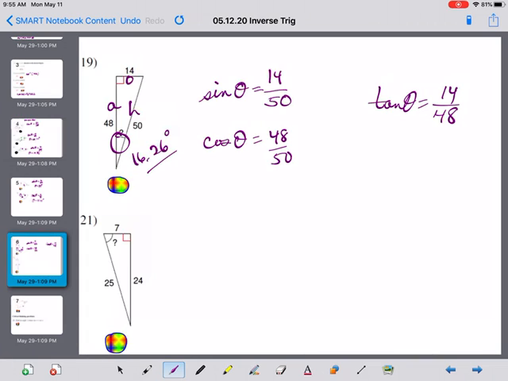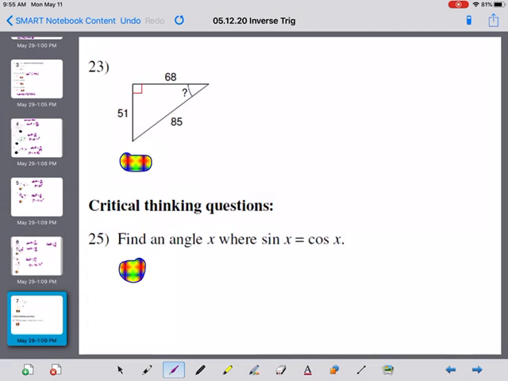And then 27, let's just pick tan for the heck of it, no reason. Opposite, adjacent, 24 over 7. 73.74. And then here we go, number 23. We could use any of them again. Let's pick cosine just for practice. Adjacent over hypotenuse. 36.87.